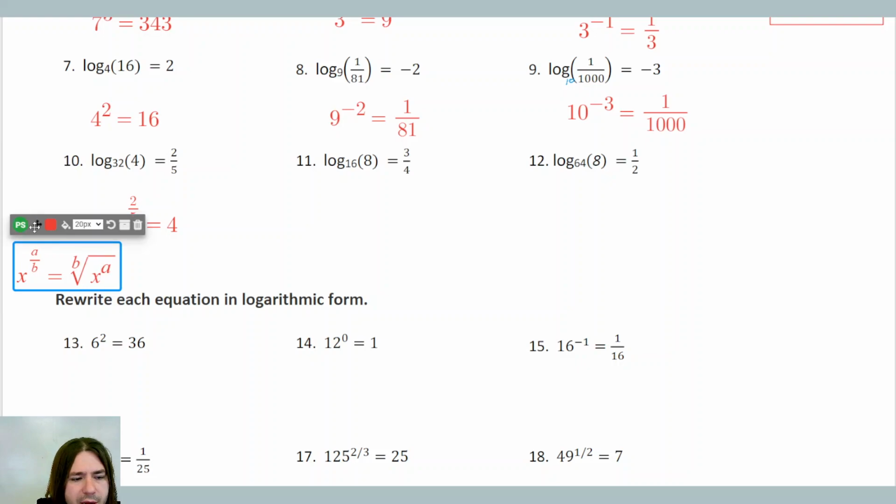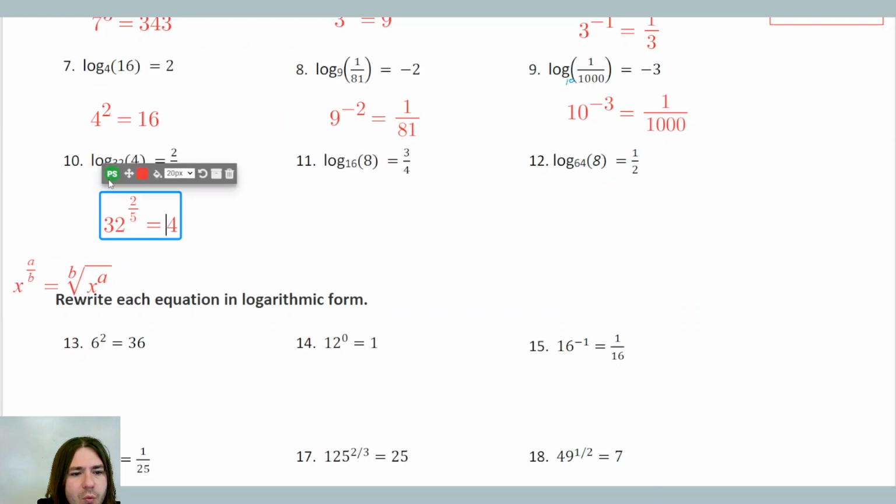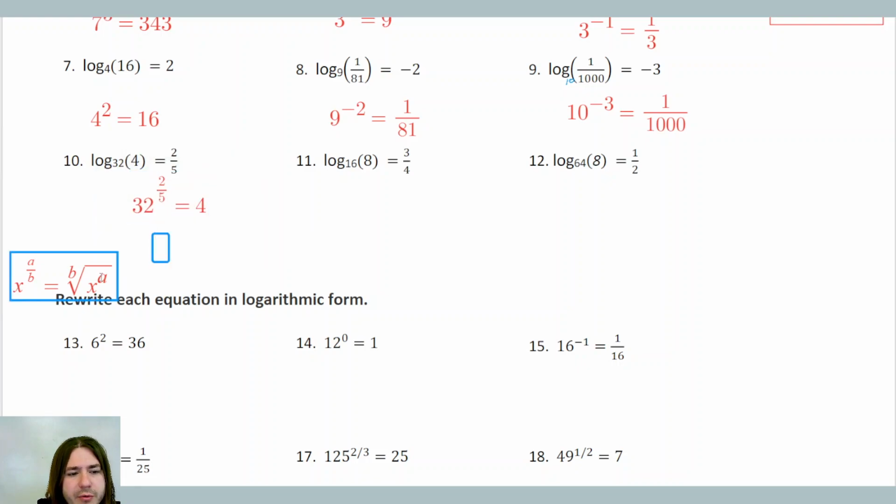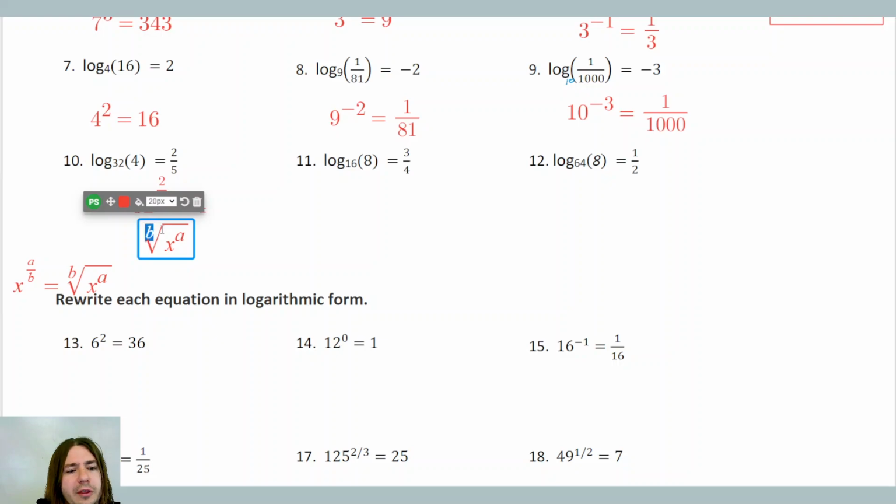So an alternate way that we can write this would be the 5th root of 32 squared. That does, in fact, equal 4.